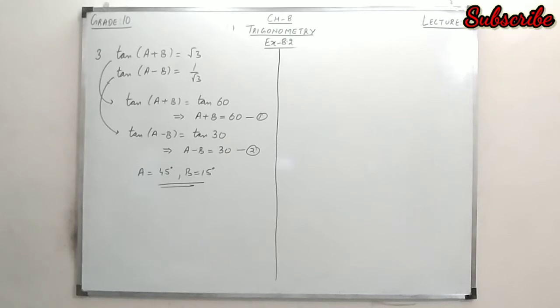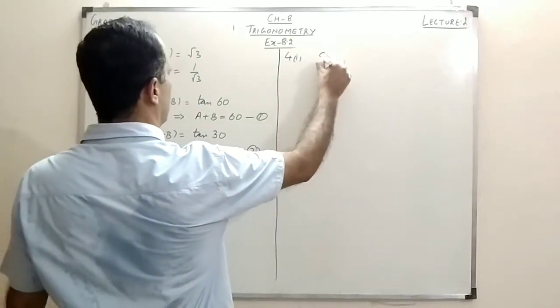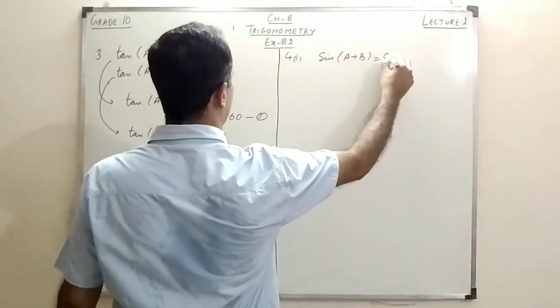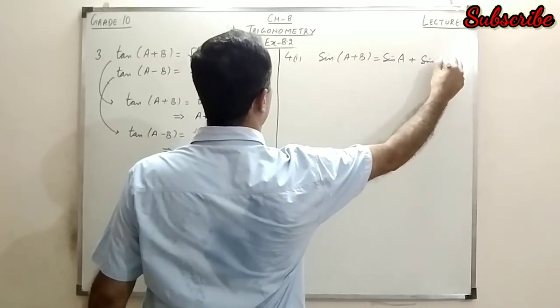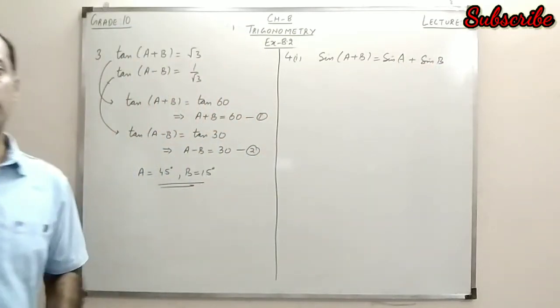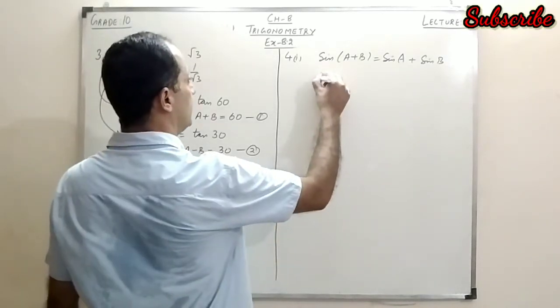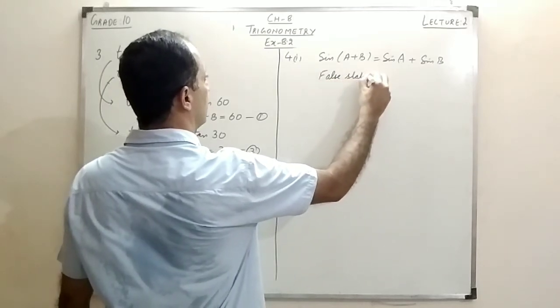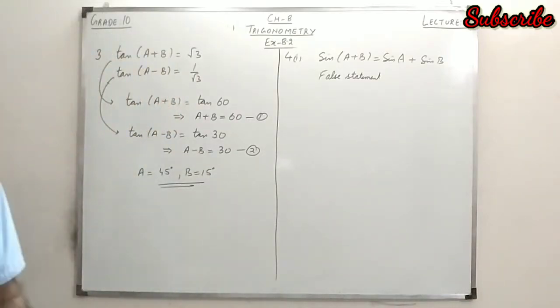Now we see the fourth question, first part. It's given sin(A + B) is equal to sin A plus sin B. We need to tell if it is true or false. Obviously it's false, and we have to justify it also. How can we justify it? Quite simple. This is a false statement. Why is this a false statement?